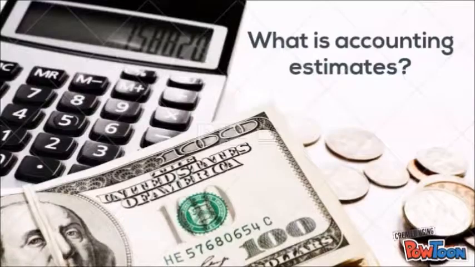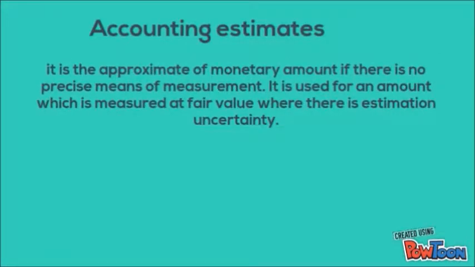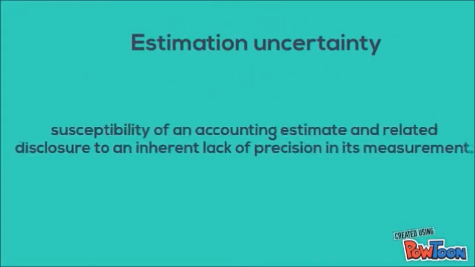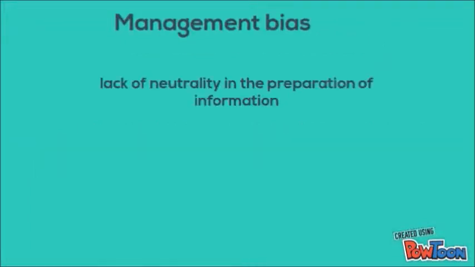What are accounting estimates? They are approximations of a monetary amount where there is no precise means of measurement. The term is also used for an amount measured at fair value where there is estimation uncertainty. Estimation uncertainty is the susceptibility of an accounting estimate and related disclosure to an inherent lack of precision in its measurement. Management bias refers to the lack of neutrality in the preparation of information.